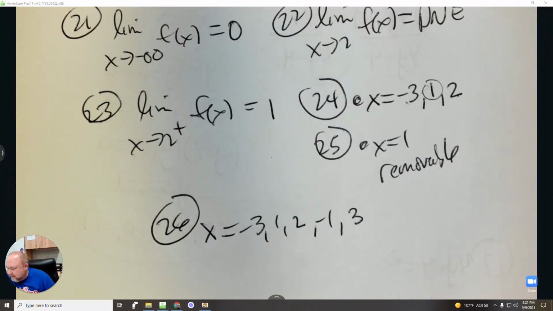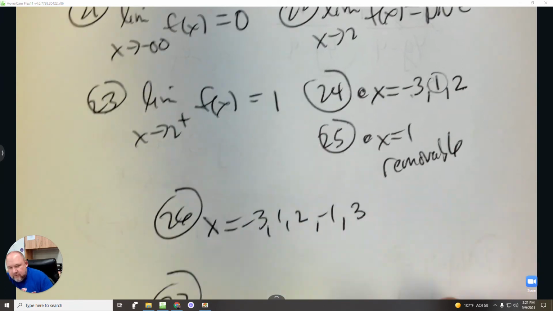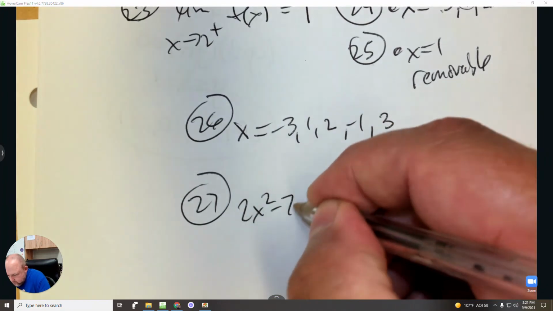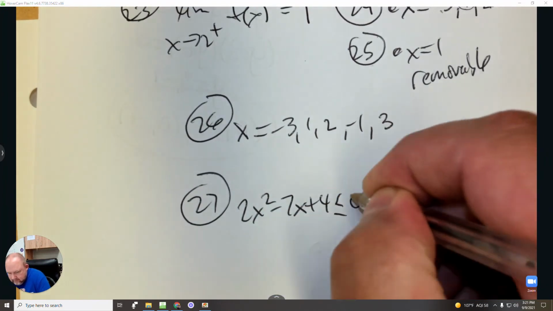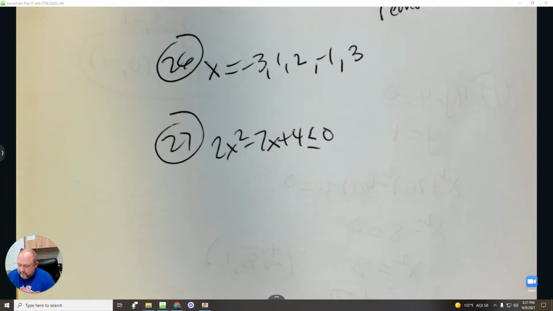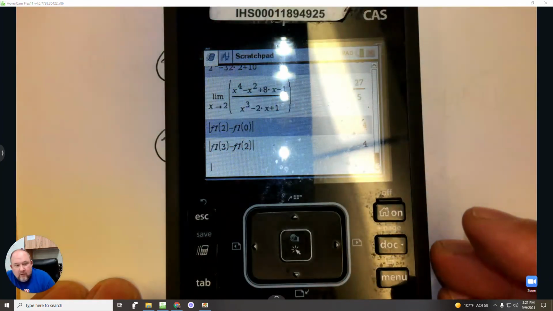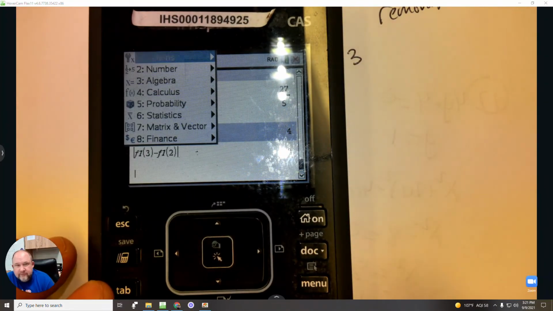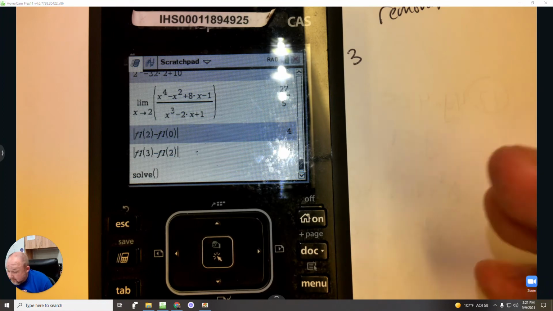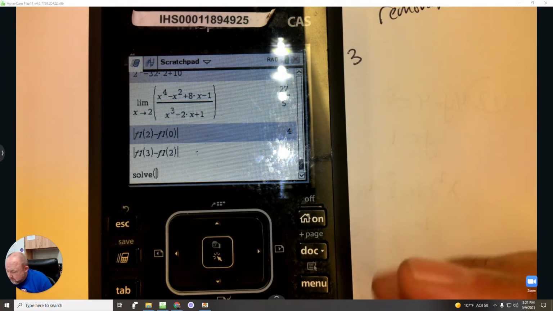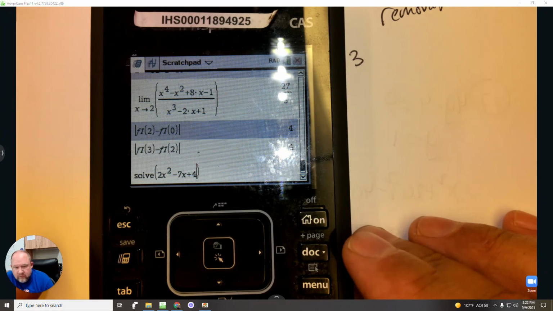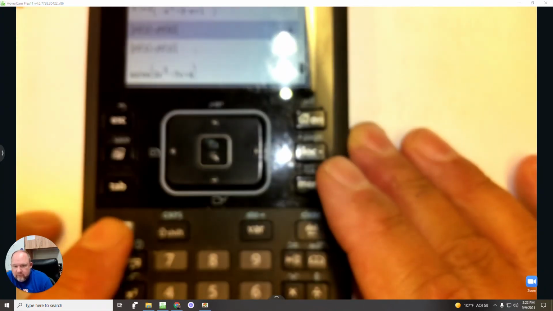All right, 27, it's going to use a calculator. I got one of those, and it says, solve that inequality. Let's see if I can do that with my calculator. So I'm going to go solve. So algebra solve. I'm going to type it in. Where am I again? 2x squared, subtract 7x plus 4. Now I want you to press Control and then equals.